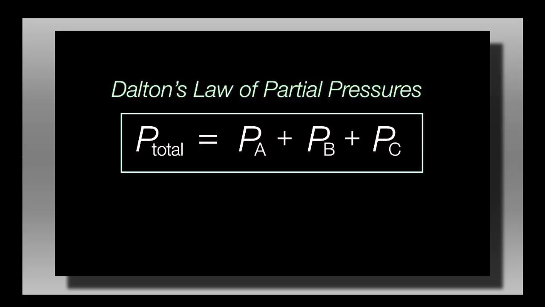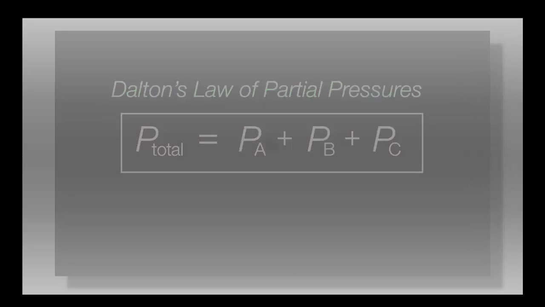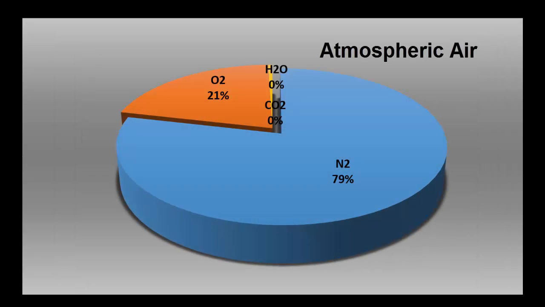So each partial pressure is a part of the whole, and partial pressure can be expressed as either a percentage or as millimeters of mercury. If we take the partial pressures of the four main gases that make up air, we can see that the majority of air is made up of nitrogen and oxygen. And at 1 atmosphere, their partial pressures in millimeters of mercury should add up to 760 millimeters of mercury.